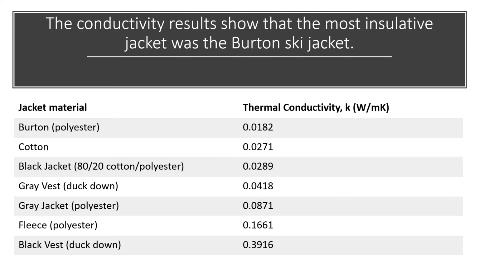The different thicknesses of the jackets and the different heat fluxes caused by them led to different thermal conductivities. The Burton jacket, which was made up of polyester entirely, had the lowest thermal conductivity and consequently was the most insulative. The black vest jacket, made up of duck down, had the highest thermal conductivity and was the least insulative. Between those two extremes, we had different jackets made up of different materials, including cotton, duck down, and polyester.